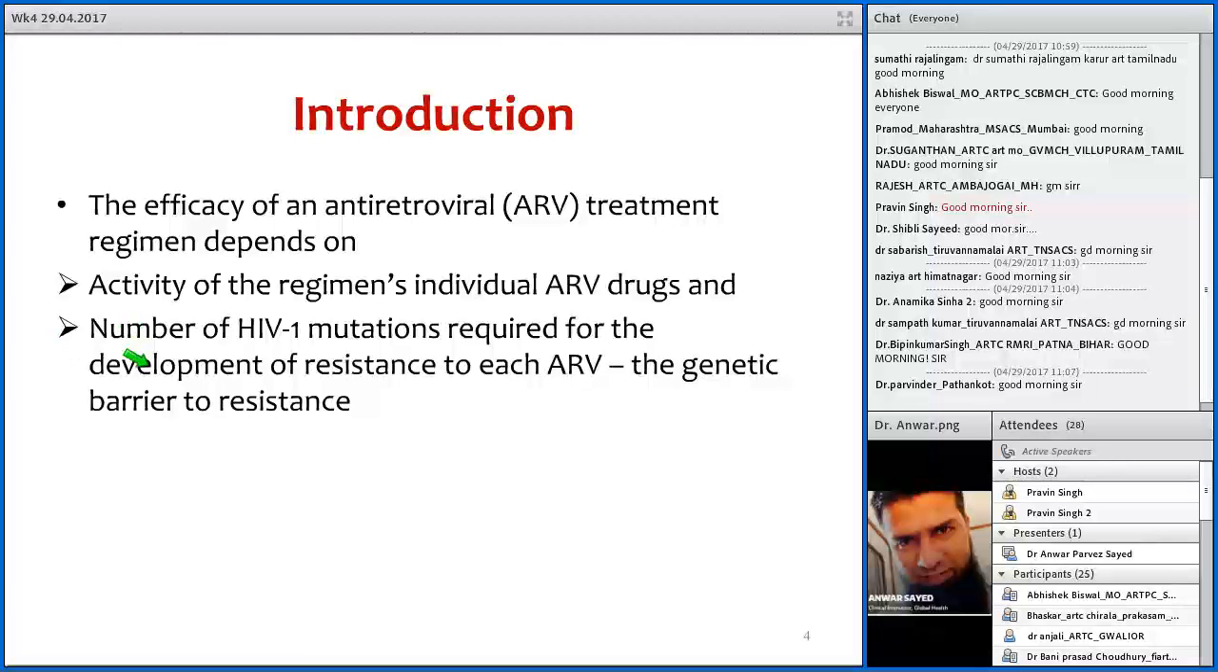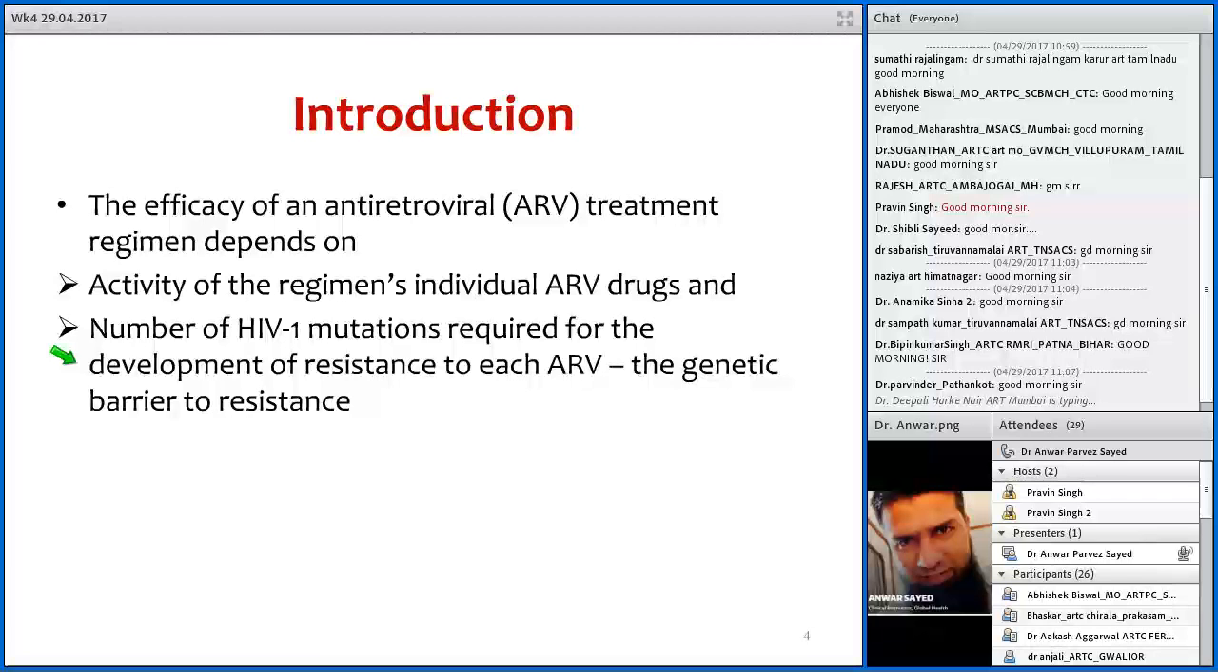So it depends upon the potency of the drug which we are using in the combination, and also what is the barrier to resistance, or genetic barrier to resistance, for that drug. In the lecture taken by the UW faculty, one of the faculty gave a very good example of a switch which we use to put on the light or to dim the light. So he gave the example of the switch which can put on the light by only one action, with one flash you can put it on or put it off.